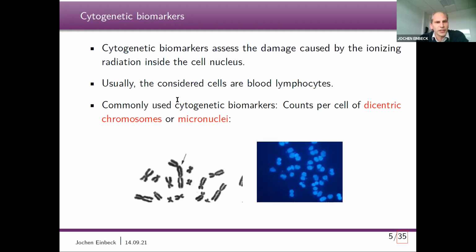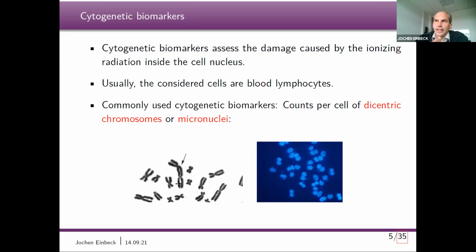So let's start with one particular class of biomarkers. These are cytogenetic biomarkers, so biomarkers which look into, let's say, features of the nucleus and the damage that has been caused by the ionizing radiation in there. The cells that are usually considered for that purpose are blood lymphocytes. Two of the most commonly used cytogenetic biomarkers are dicentric chromosomes or micronuclei. What you have on the left-hand side are dicentric chromosomes.